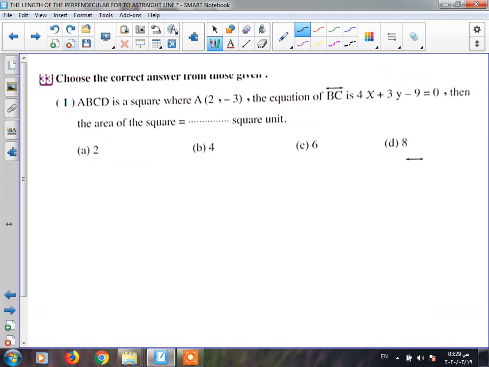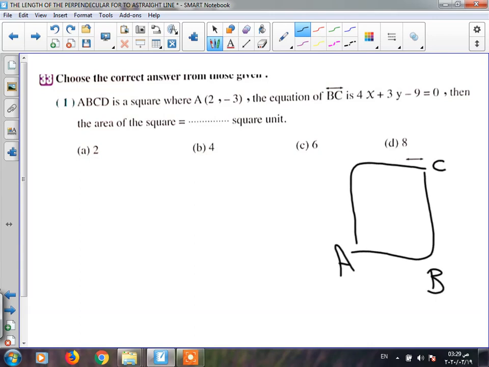You have a square ABCD, and the point A (2, -3), and the equation of the straight line BC, which is 4x + 3y - 9 = 0. So he has to find the area of the square. If you find the length of AB, the perpendicular distance from A to the straight line BC, now we have the side of the square, and you can get the area of the square.